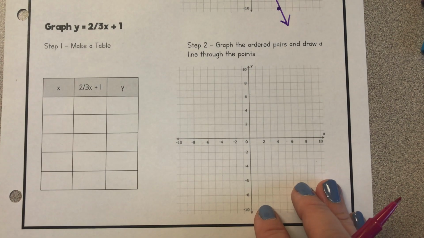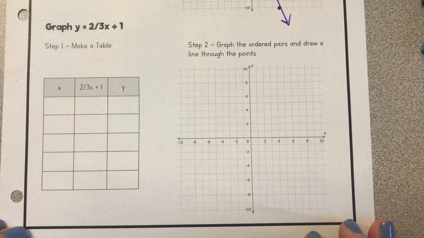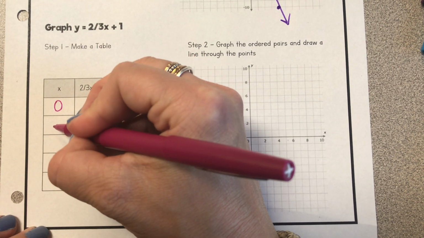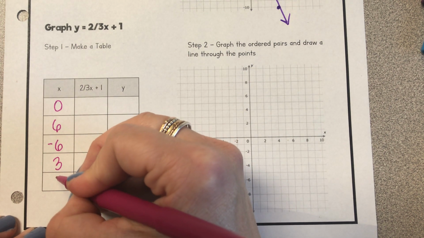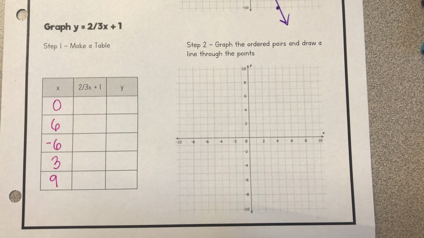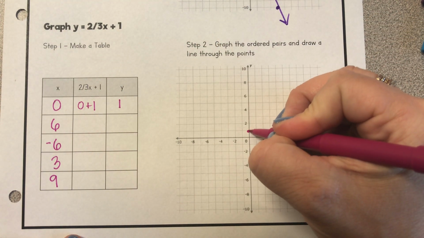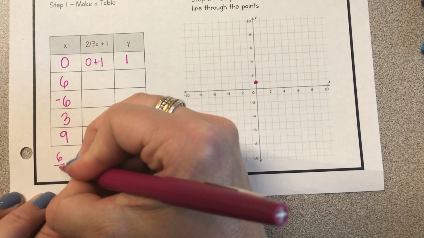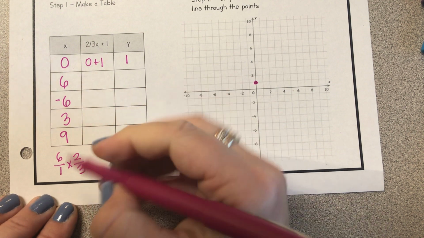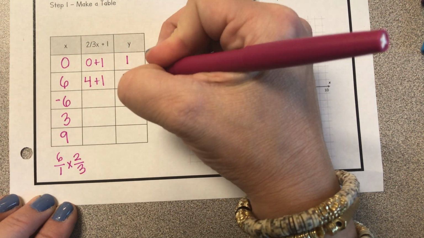Okay, the last example, I'm going to give you a little hint. If you are multiplying by a fraction, the easiest thing is going to be to pick multiples of 3. And I'll show you why. So I'm going to pick 0, 6, negative 6, 3, and 9. Okay, so 2/3 of 0 is 0. 0 plus 1 is 1, right? That's an easy one. So if I'm taking 2/3 of 6, so 6 over 1 times 2 over 3, 6 times 2 is 12, divided by 3 is 4. 4 plus 1 is 5.